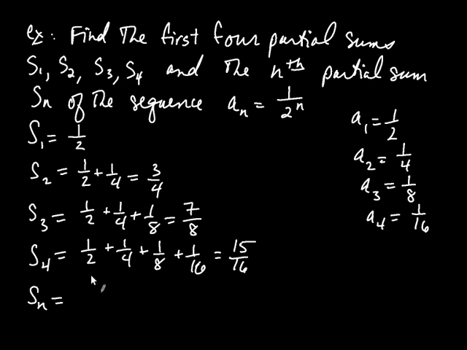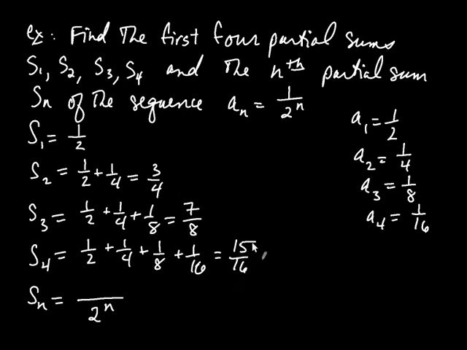Now the nth partial sum is going to be the sum of the first n terms. What we want to do is look for a pattern based upon the partial sums we've already found. For S sub 4, that is when n is 4, notice that the denominator is 2 to the fourth. Likewise, for the third partial sum, the denominator is 2 to the third. For the second partial sum, it's 2 squared, and for the first partial sum, it's 2 to the first.